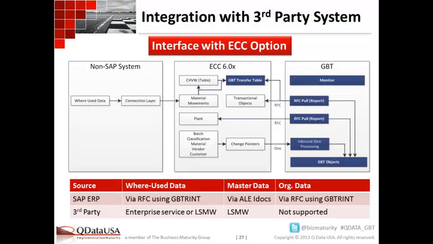So the only difference would be getting from the connection layer on the third-party system. The interface would then be into a goods movement transaction. Okay, and there's some standard IDOCs to perform that, and BAPIs. So that third-party system can potentially do that.